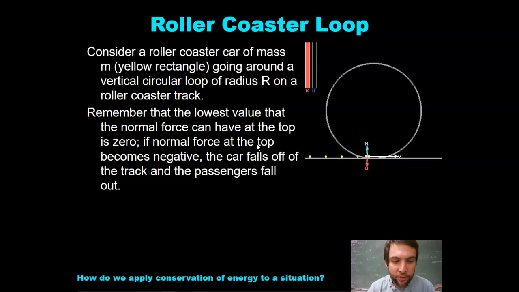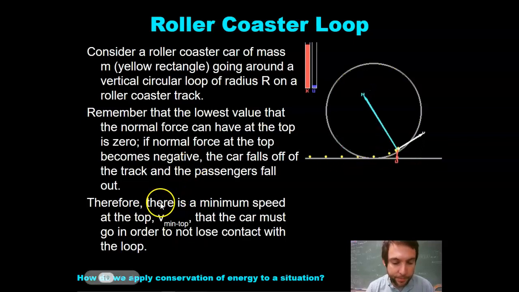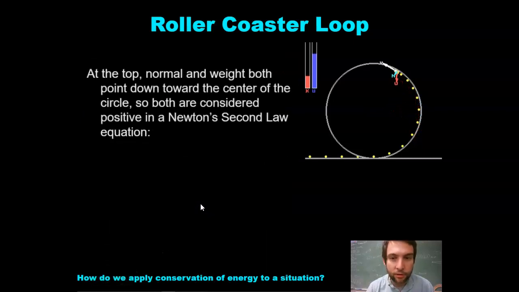Remember, the lowest value the normal force can have at the top is 0. If the normal force at the top becomes negative, the car falls off the track and the passengers fall out. Therefore, there's a minimum speed at the top. We've done this problem before. Yes, this is a different way to solve it. There is a minimum speed at the top that the car must go in order to not lose contact.